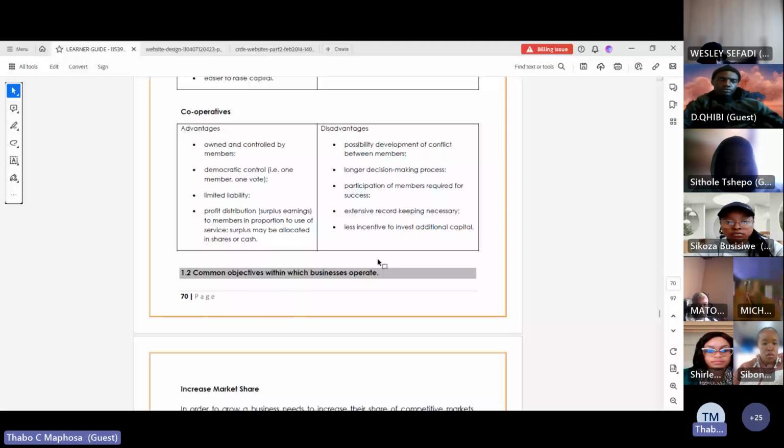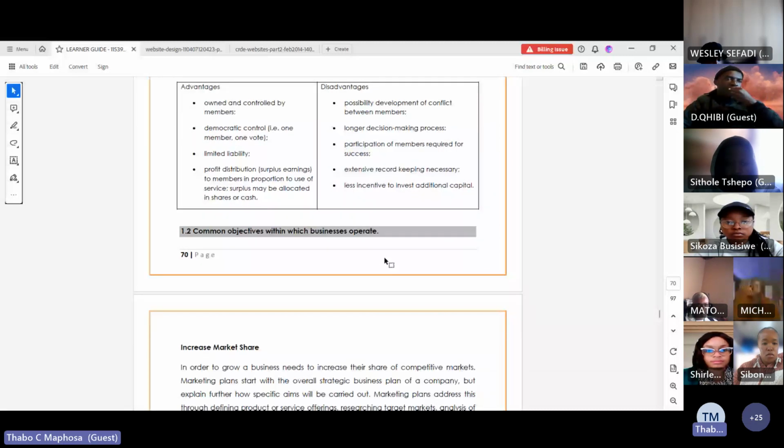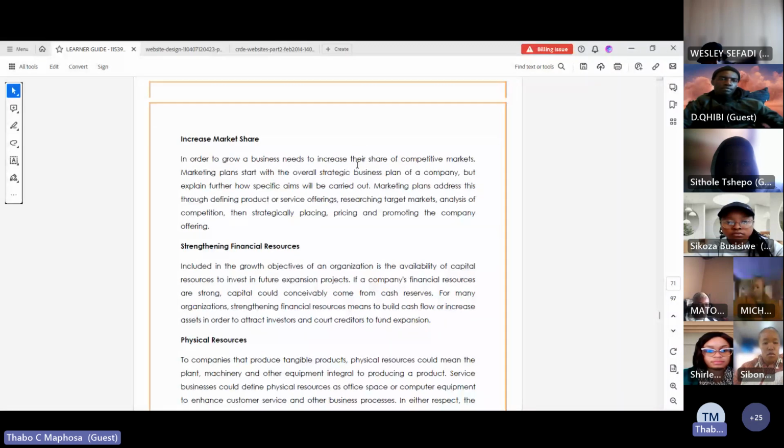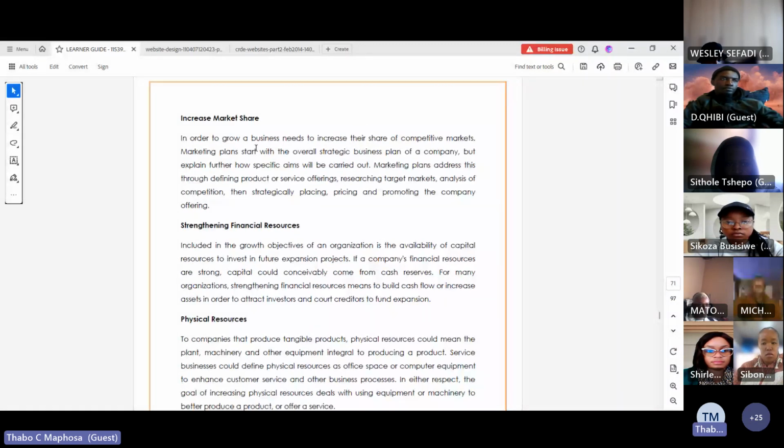And then now, common objectives within which businesses operate. So now, what are the objectives within which businesses operate? So now, businesses operate to, one, increase market share.